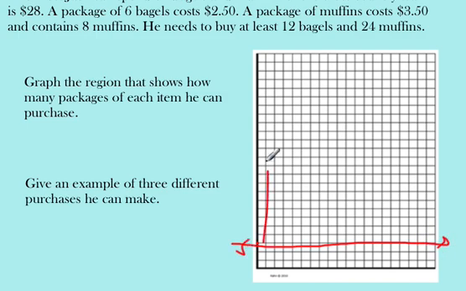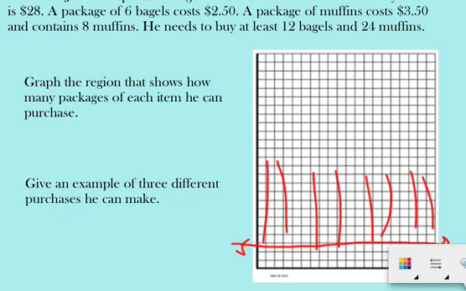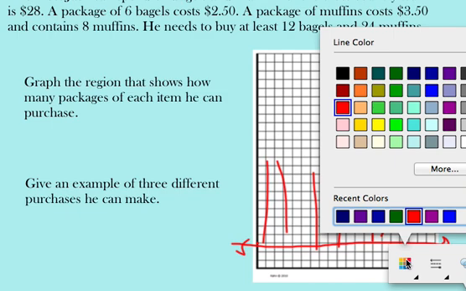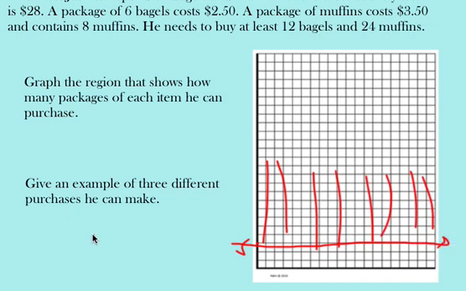Now, I want to have at least 3, so I'm just going to shade lightly above it. And I'm not going to go all the way up because we're not going to be up that high once we graph everything. Then, let's go ahead and graph our muffins. Or our bagels, I'm sorry.